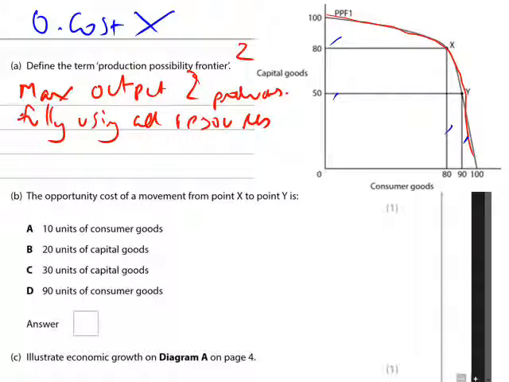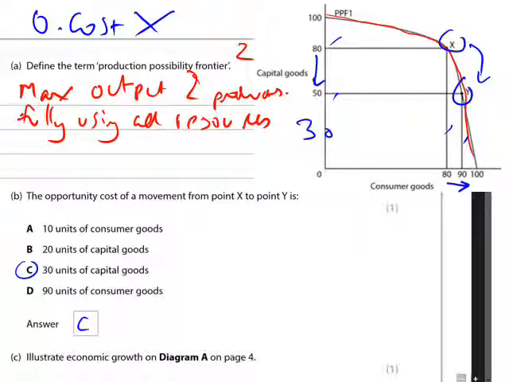The multiple choice and opportunity cost of a movement from point X to point Y is, so you're moving from point X to point Y, you are increasing on this axis and you are decreasing on this axis. So we've got 30, 80 minus 50 capital goods, so it has to be answer C. Put a C in there.